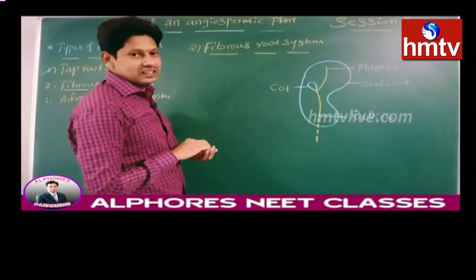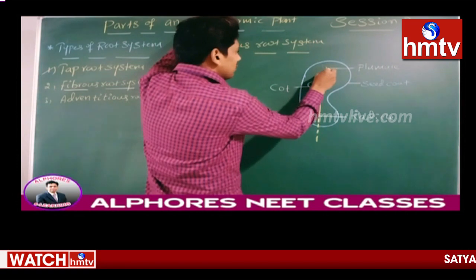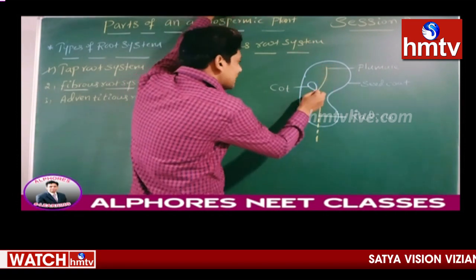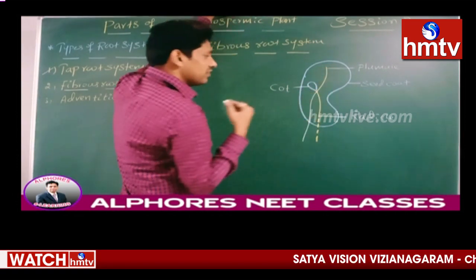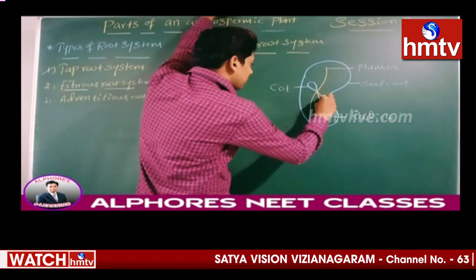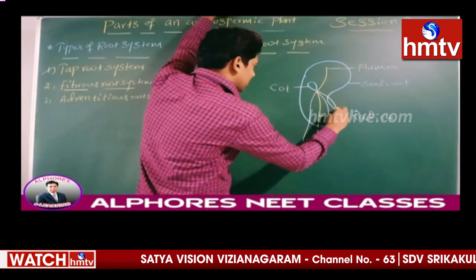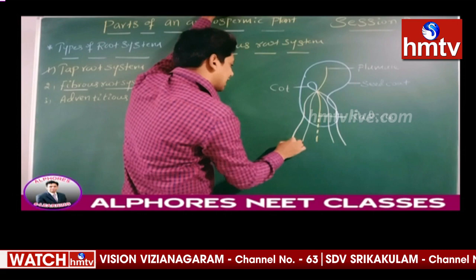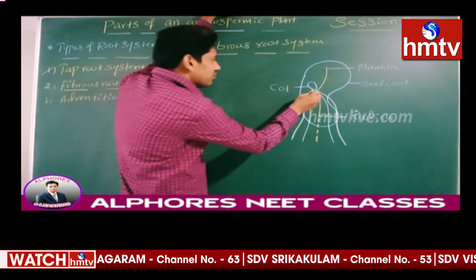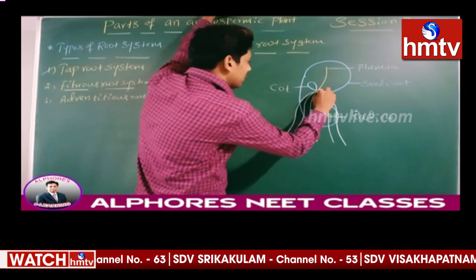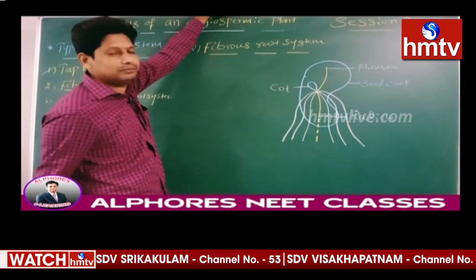Radicle disintegrates. What is this one? Plumule, right? From the base of this plumule, a cluster of roots is developed. What is developed? A cluster of roots. From where? From the base of the plumule.